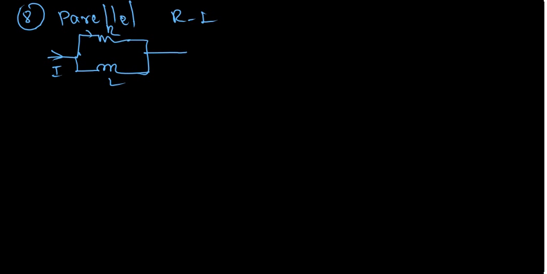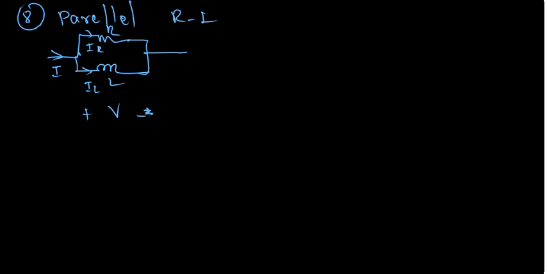Parallel RL circuit. How are we going to draw this? There is an R and there is an L. So total I is IR plus IL. Here the voltage across this terminal is V.